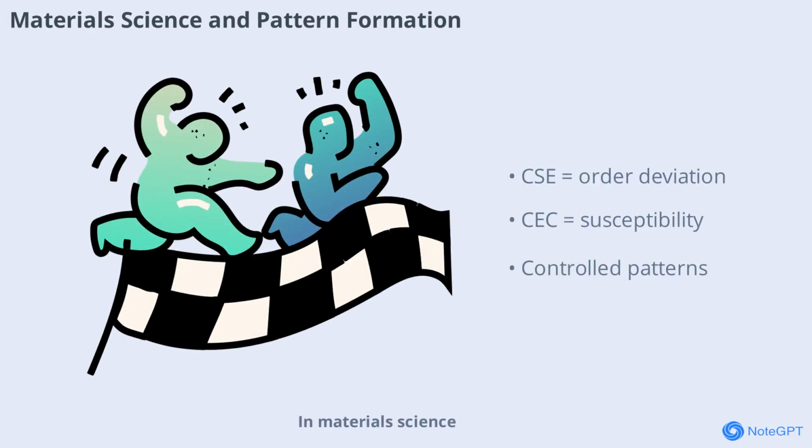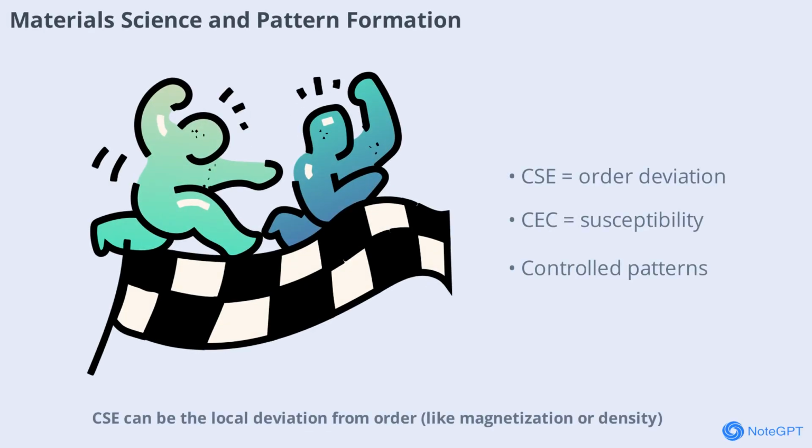In materials science, CSE can be the local deviation from order, like magnetization or density, while CEC is the local susceptibility or defect energy. By controlling CEC, you can steer pattern formation, control domain sizes, and engineer self-assembly processes. This approach is powerful for designing new materials with tailored properties.